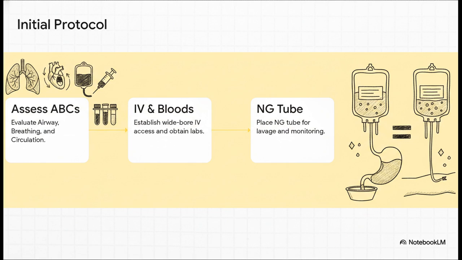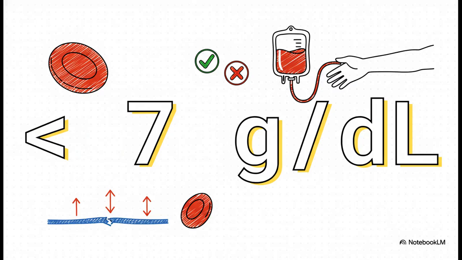Your essential labs are going to be a CBC, coags, LFTs, renal function, and of course, a group and cross-match. Go ahead and place an NG tube for both lavage and monitoring. And for fluid resuscitation, it's important to note that adult RCT data, which is extrapolated here, shows no mortality difference between crystalloids and colloids. Now let's talk transfusion strategy.